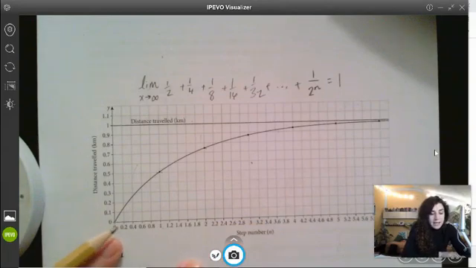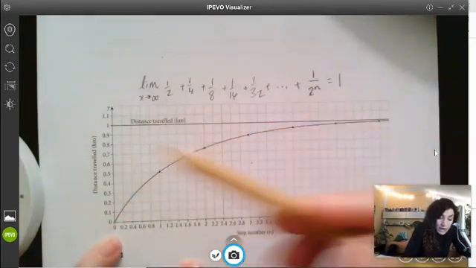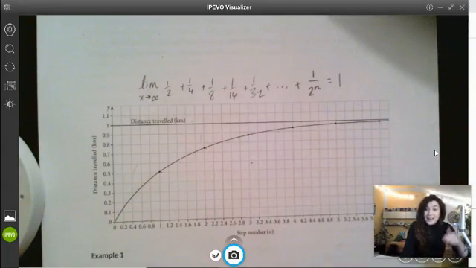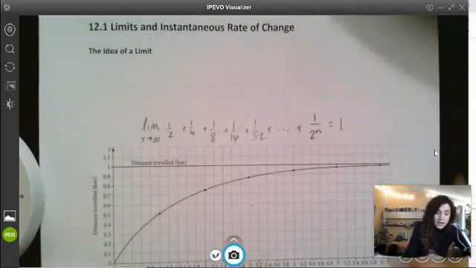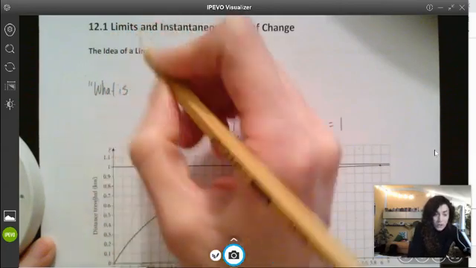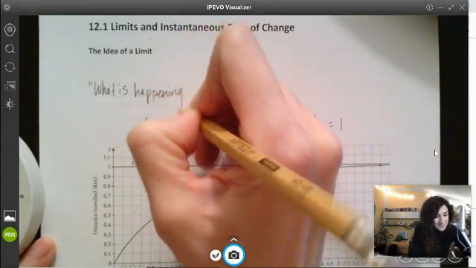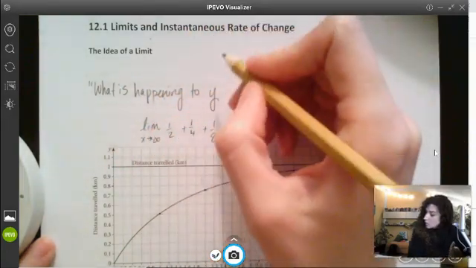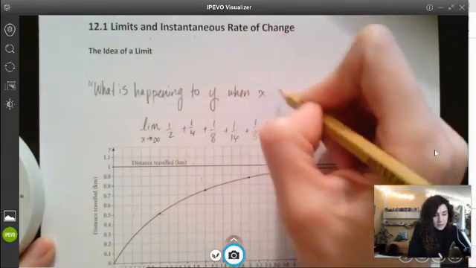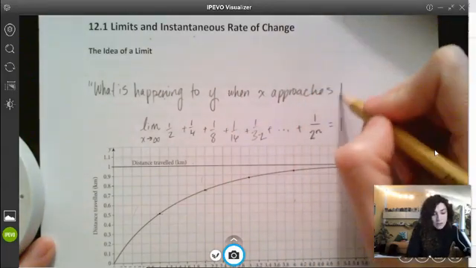And so you can look at this x-axis and say, okay, as x goes closer and closer and closer to infinity, in other words, going to the right, your y value is getting closer and closer and closer, like an asymptote, right? It infinitely approaches this number 1. So the wording of this is what is happening to y, or what is going on with y, when x approaches this value.